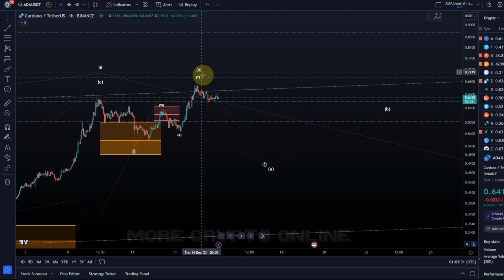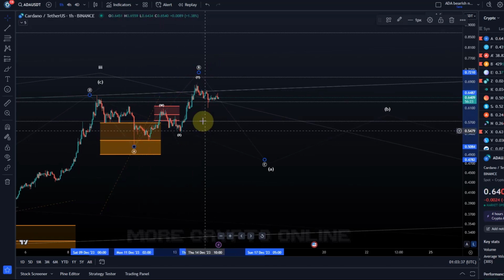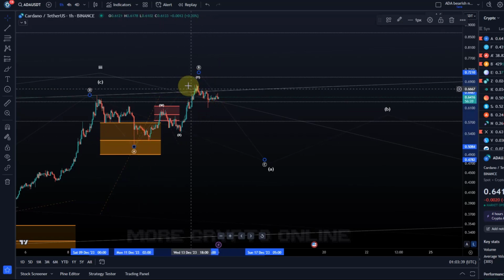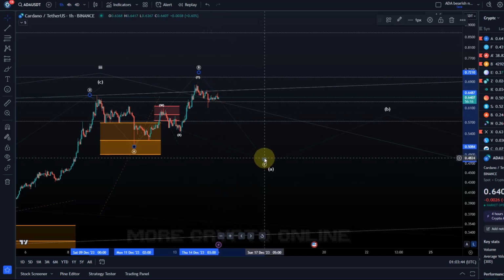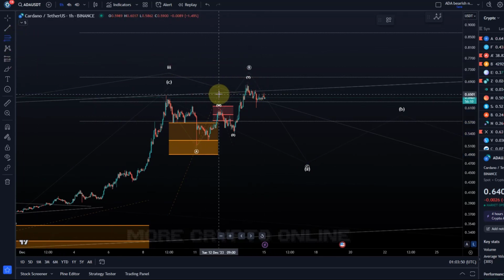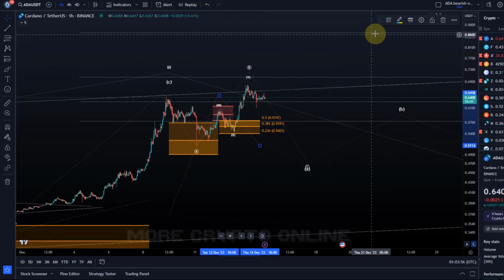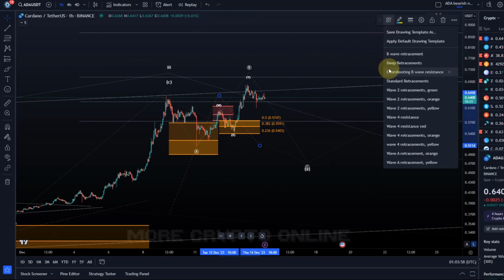I would not even rule out another extension higher in this B wave because it's moving up correctively, it's moving down correctively. We haven't got that clear impulse down that we would normally like to see in a C wave, but also on the way up, it's very choppy and corrective. If we assume that this is indeed a high B wave, then the actual resistance levels that are relevant for a high B wave are as follows.